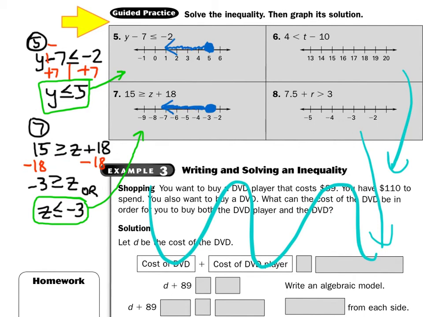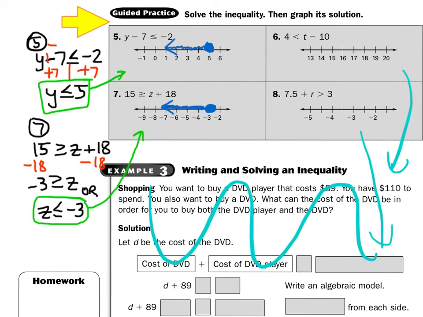Okay, take a look at number 7 here. 15 is greater than or equal to z plus 18. So now I want to get rid of the adding 18, so I'm going to subtract 18 on both sides of the wall, and that gives me 15 plus negative 18 is negative 3. Bring the inequality straight down the wall, bring the z straight down, and 18 minus 18, of course, destroys each other. That's 0. But now you don't want to graph it when the variable is the last thing you read. This says negative 3 is greater than or equal to z.